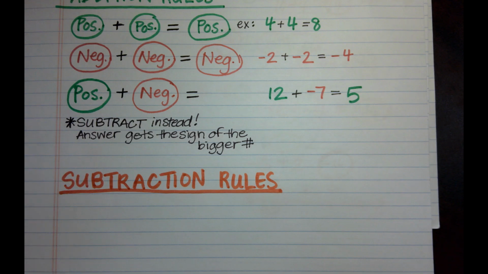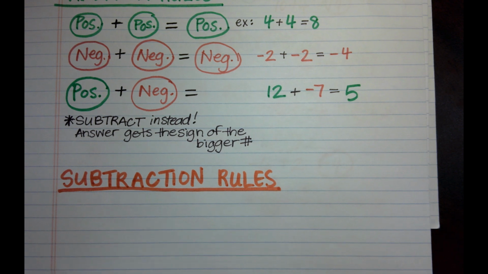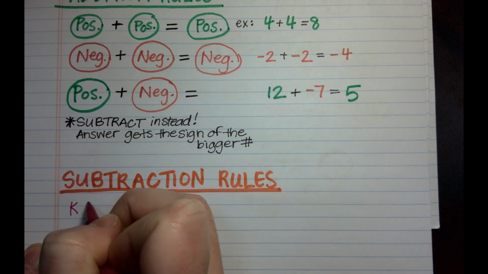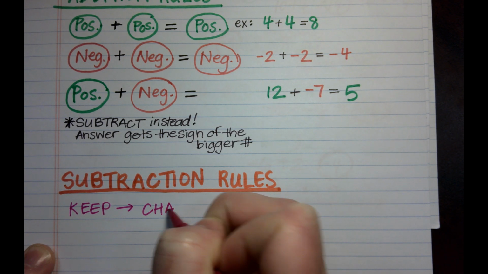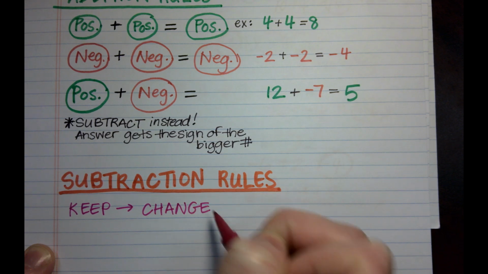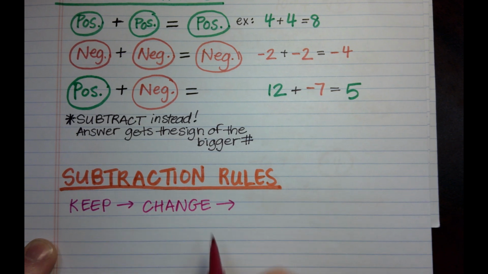So when we are subtracting, in general, if the problem looks funky, if it looks difficult, meaning you've got a mixture of negative and positive numbers, this is where we can use this trick. And I am gonna write these 3 words. Keep, change, flip. Very close. You could say flip, I guess. I'm gonna say keep, change, change.